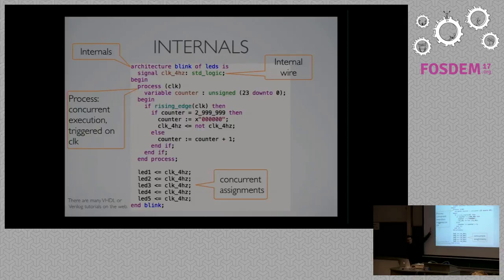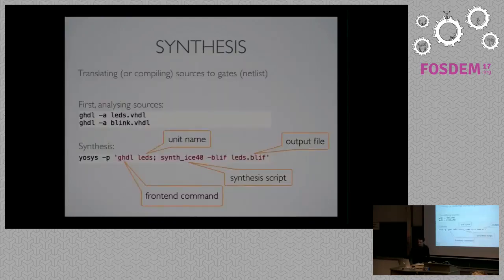So once you have written the entity and the architecture, we will go to synthesis, which means we'll convert it to binary code used to program the FPGA. And using the GHDL frontend, you first analyze the files, so you let the compiler know about these files. And then using the synthesizer, you say, okay, I want to generate a circuit for LEDs, which is known here, and I want to target this FPGA. And you specify the output file.